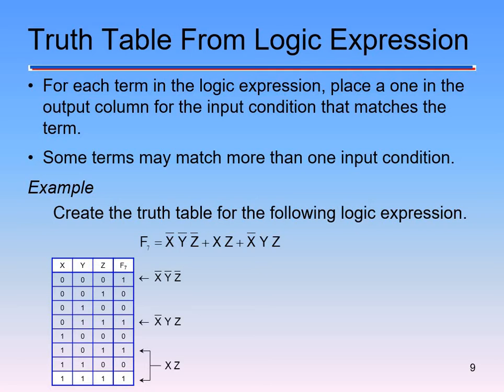Notice the middle term only has 2 letters. It has x and z. That means we don't care what y is. Y can either be 0 or y can be 1. So that xz actually produces 2 possible scenarios: 1, 0, 1, where y is 0, and 1, 1, 1, where y is 1. So we actually get 4 truths to this table, not just 3.